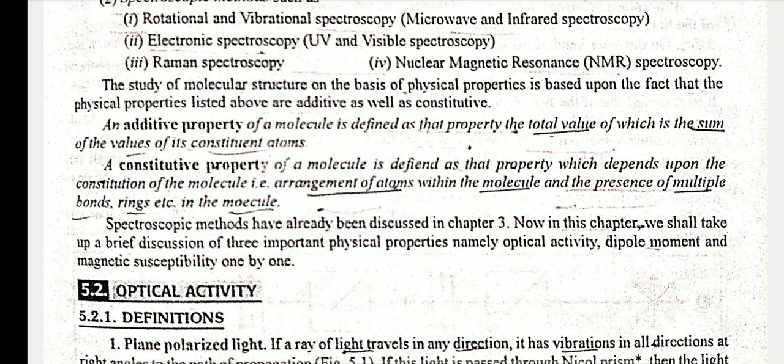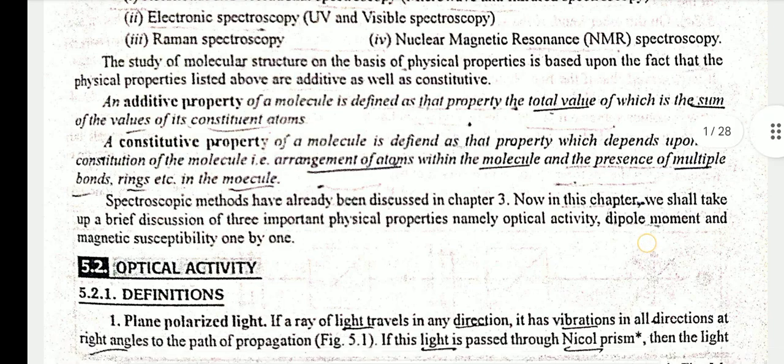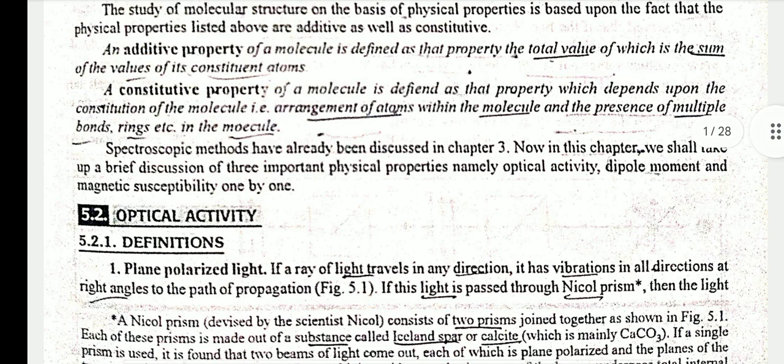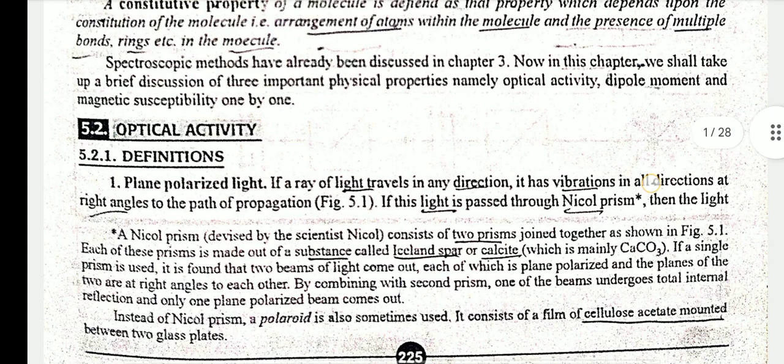in the molecule. Spectroscopic methods have already been discussed in chapter 3. Now in this chapter we will take up a brief discussion of important physical properties, namely optical activity, dipole moment, and magnetic susceptibility one by one. Firstly, we will discuss optical activity.